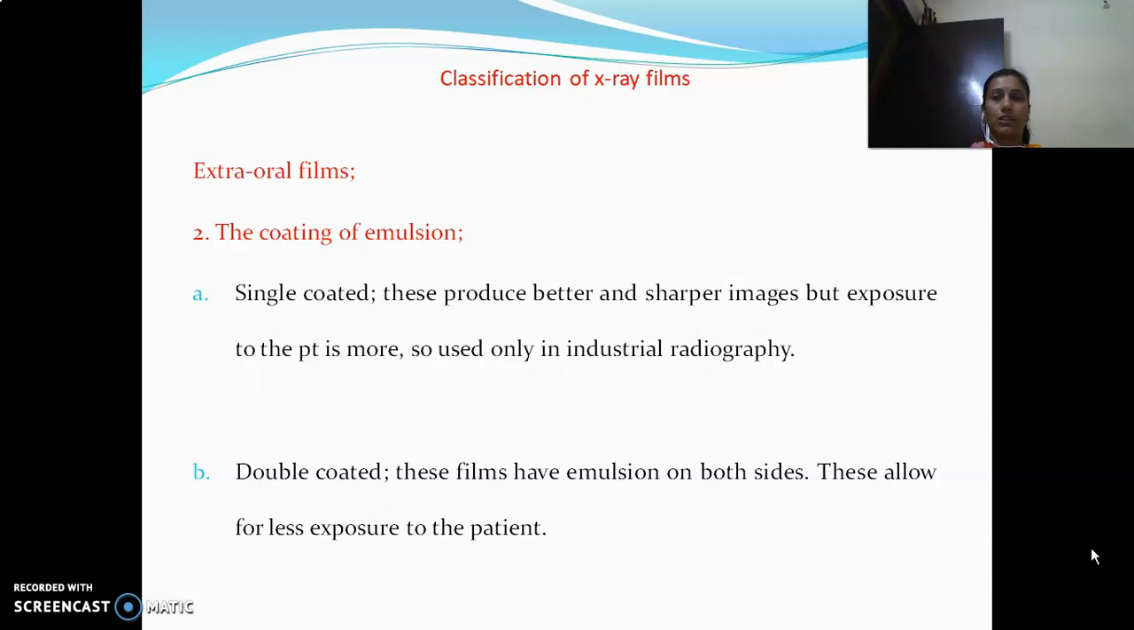The second classification is based on the coating of emulsion. They are classified into single coated and double coated. Single coated are those films in which the emulsion is coated on only one side of the base. These produce better and sharper images but require more exposure, and they are used only in industrial radiography. The double coated films are those in which the emulsion is coated on both sides of the base. These allow for lesser exposure to the patient.